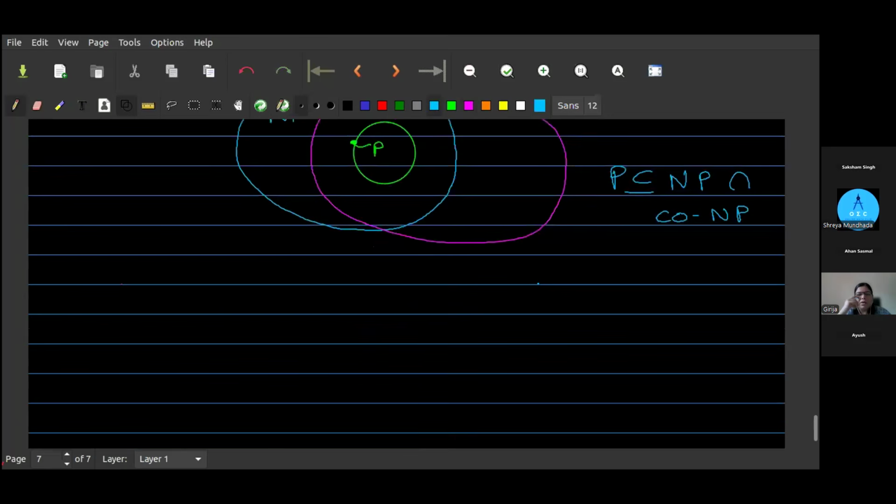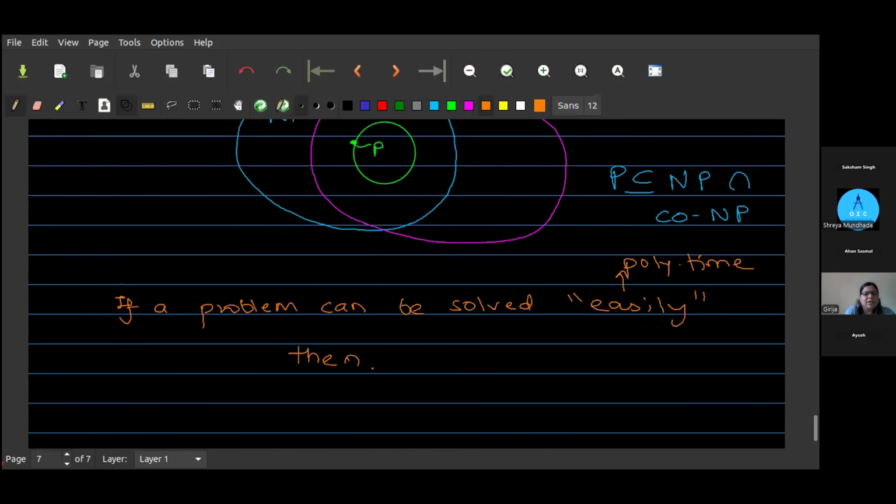In simple terms, if a problem can be solved easily, where easily here means polynomial time complexity, then its verification both ways can be done in polynomial time. I'm talking about easily here because it will help us maybe in the next part.